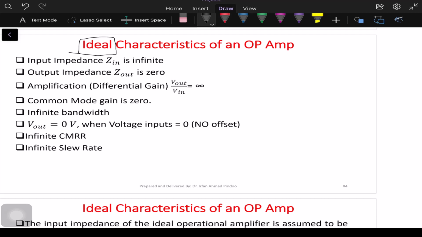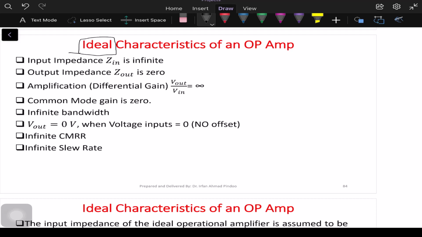So when we are considering the ideal values, mostly the values in this particular table will be either 0 or infinite. But practically the values will not be 0 or infinite. There will be certain typical values that we can understand in terms of certain range. Now what is the first property of an op-amp?